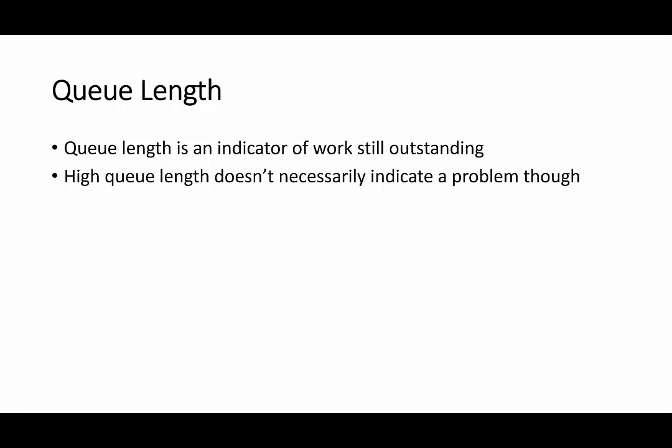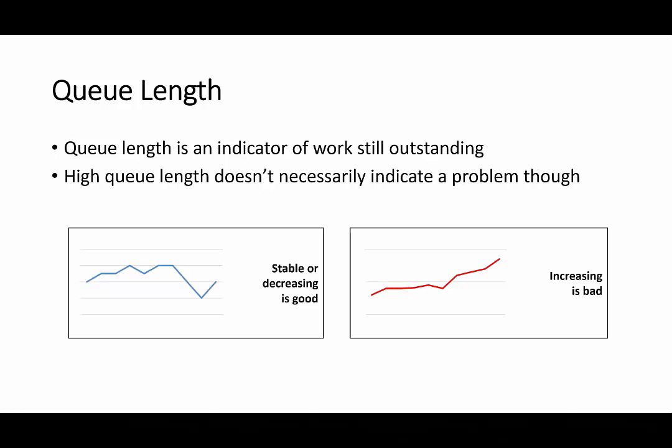Queue length is a measure of how much work is outstanding for each endpoint. A high queue length is only a problem when it is increasing. We want to consider our disk capacity, as messages in a queue are persisted to disk.